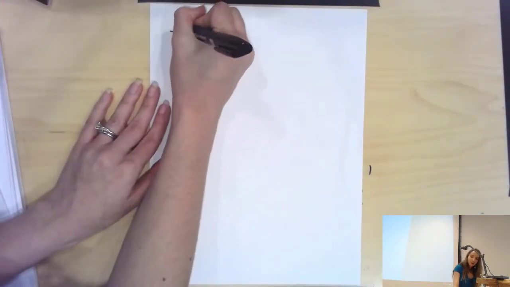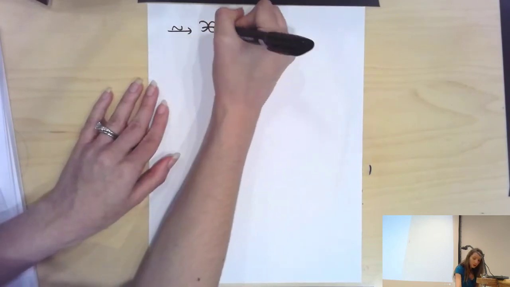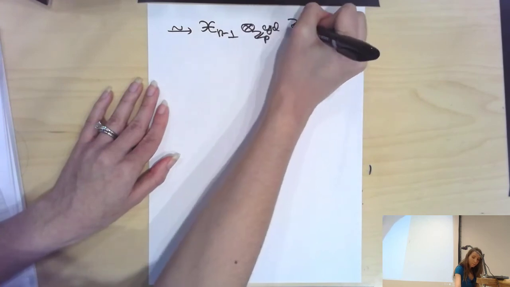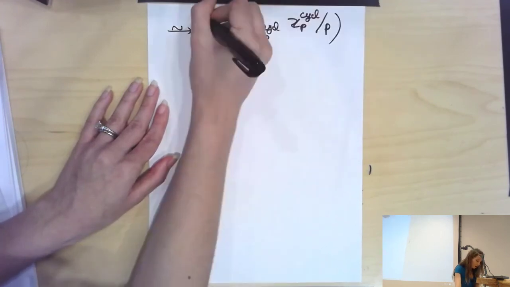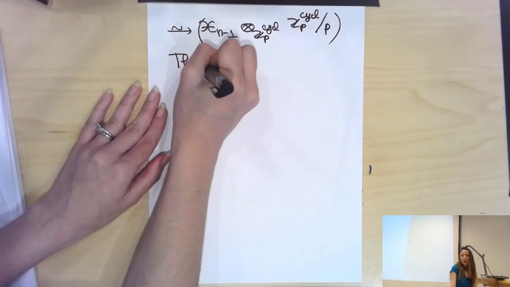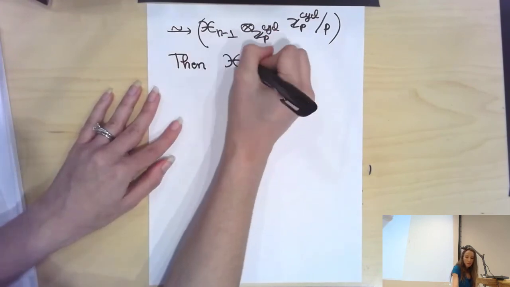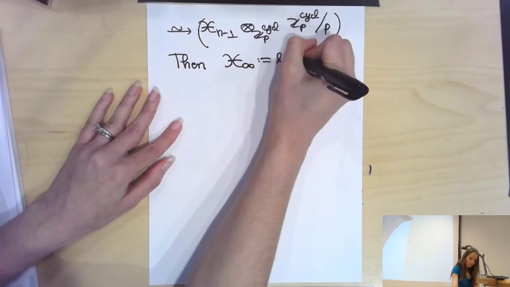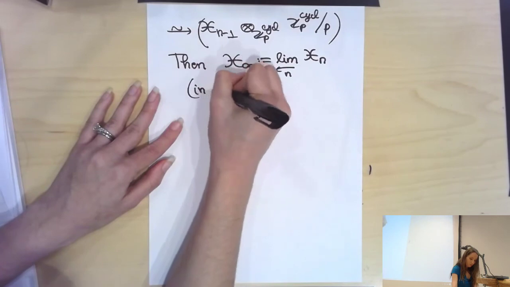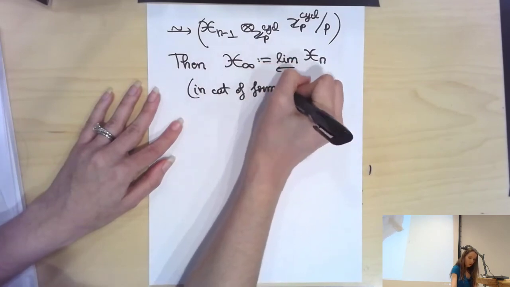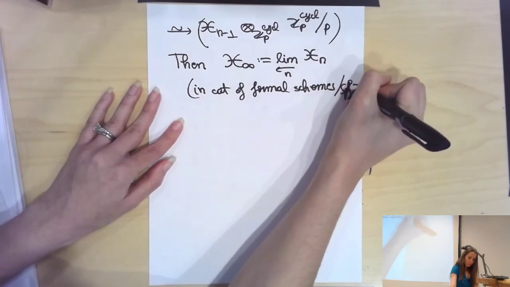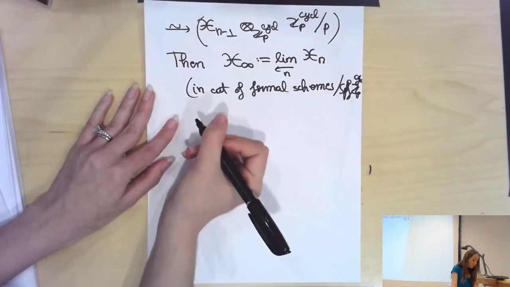So relative Frobenius an isomorphism X_{n+1} to X_n mod p. So assume that you have something like this. Then you can form the inverse limit in the category of formal schemes of the X_n's over this Spf Z_p cyclotomic.